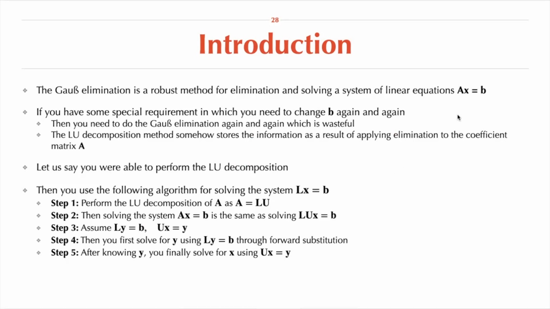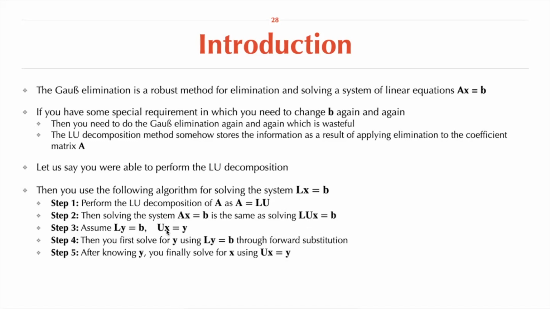Oh, sorry, there is a typo here. This should be AX equal to B. Assume that you can perform the LU decomposition, and then you can write A as LU. So then you will get LUX equals B. Assume that Ly equals B, where Ux is equal to Y. Now what you will do: since you know what B is, and since you know what L is, you first need to determine Y. And then once you know Y, you can determine X.